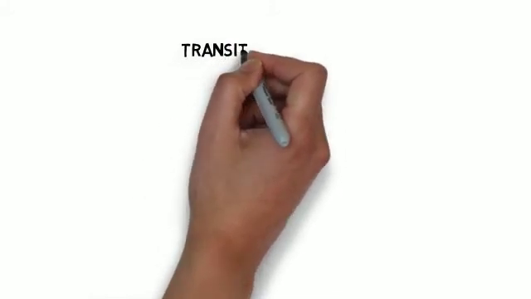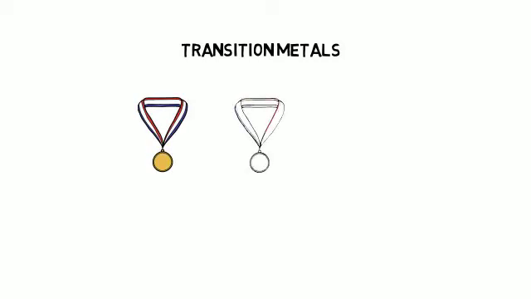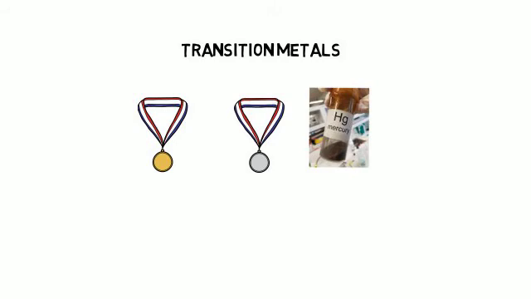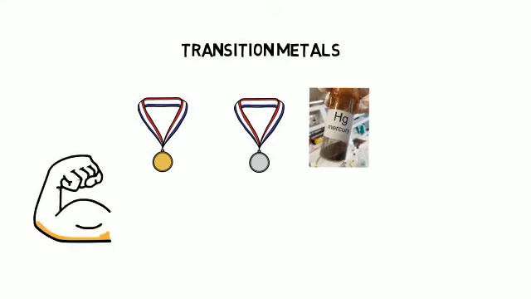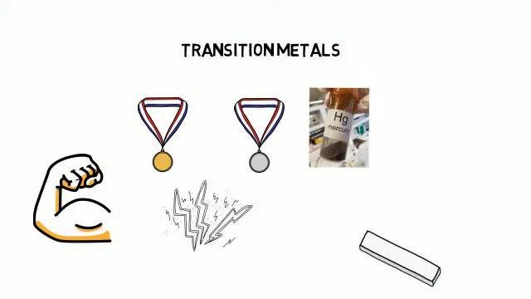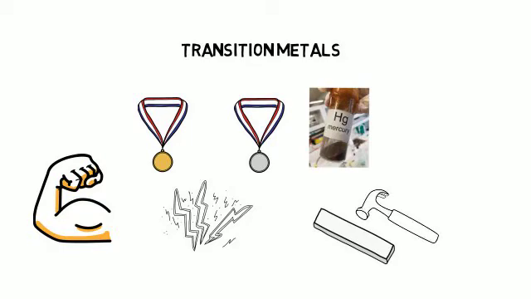The next major group is our transition metals, so these take up the majority of our periodic table. Some of the transition metals you may be aware of include things such as gold, silver, and mercury. Now, most of these elements are going to be very, very strong compared to other elements. They're also going to be very good conductors of electricity, and we can hammer them into different shapes and sizes, and we call that being malleable.